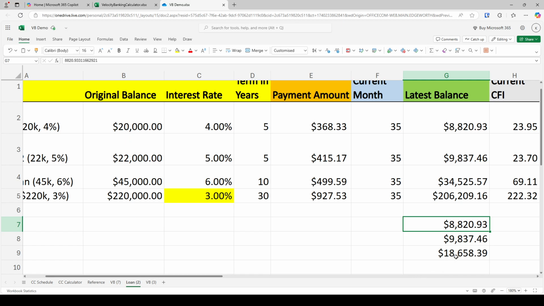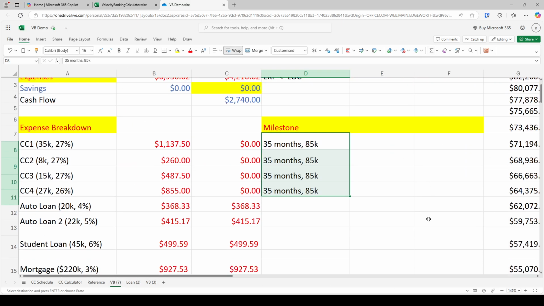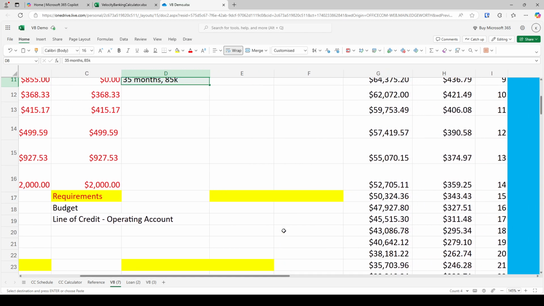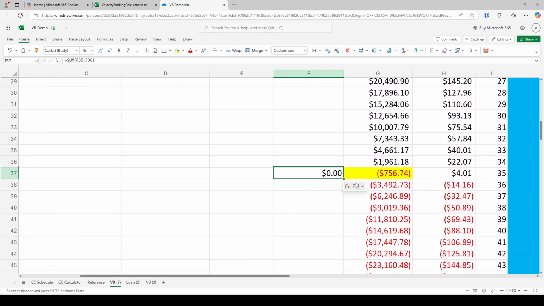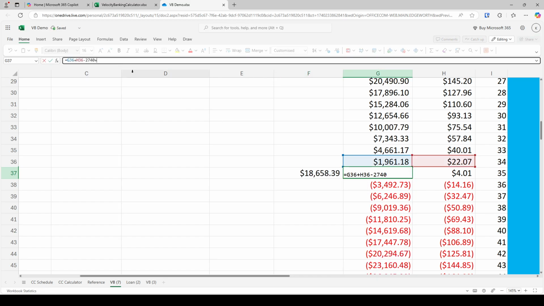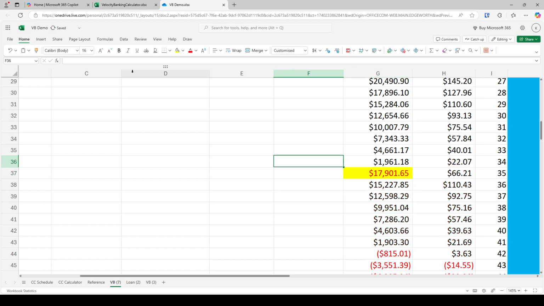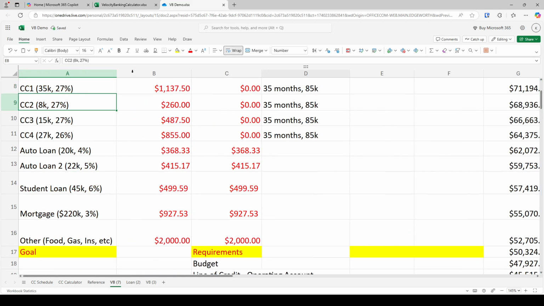So let's go ahead and do it. It's 18 grand. 18 grand. Okay. And so I'm going to do this right here. And I'm going to do this right here. And then it's going to be plus 18658.39. Okay. And now let's increase this cash flow by here, 0, these two auto loans, right?